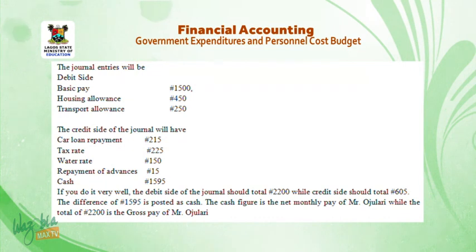1,595 naira. If you do it very well, the debit side of the journal should total 2,200 naira, while the credit side should total 605 naira. The difference of 1,595 naira is posted as cash. The cash figure is the net monthly pay of Mr. Ojulari, while the total of 2,200 naira is the gross pay of Mr. Ojulari.